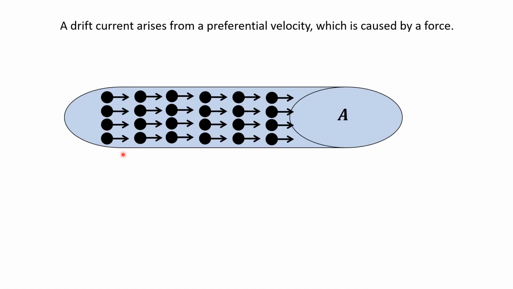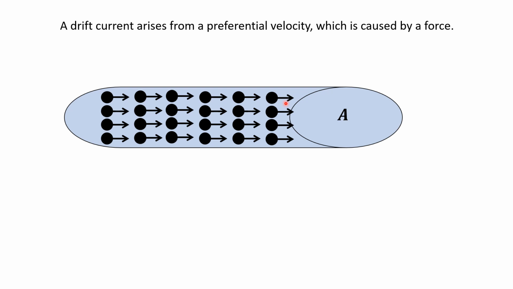Okay, so imagine we have a tube and there are particles inside this tube and they are all traveling with the same velocity in the horizontal direction. So these arrows here represent the velocity. So in this example, we have a gas of particles and they all have the same velocity. So there is a preferential velocity in this example.